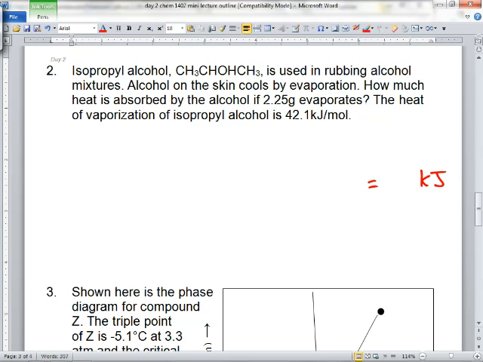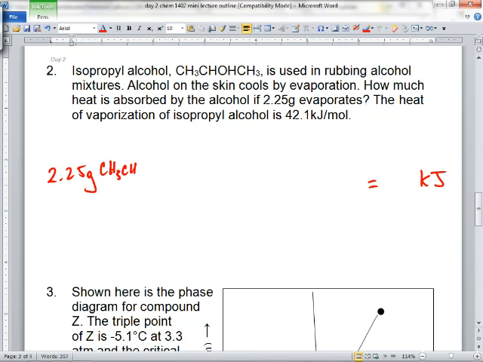Now, realize in these converting questions, you can really start anywhere, I think. But if you want to start with the 42.1, that's fine. But you don't know whether you should write it as 42.1 kilojoules on top or 42.1 kilojoules on the bottom, right? So that's why I think it's always safest to start with that 2.25 grams. Start with the amount, the measurement. Okay. Let's do that.